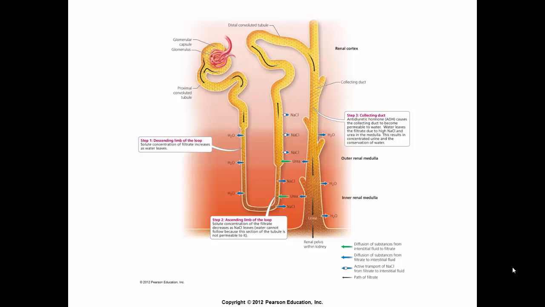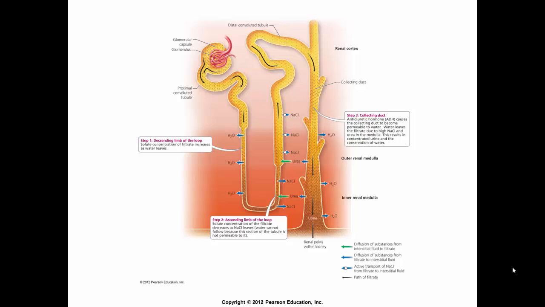In the descending loop of the nephron, or the loop of Henle, solute concentration of filtrate increases as water leaves. You can see water is moving out of the filtrate. In the ascending limb of the loop, the solute concentration decreases as sodium chloride leaves. Water cannot follow because this tubule is not permeable to it. So along that region, water cannot follow. But going up, you see sodium chloride.